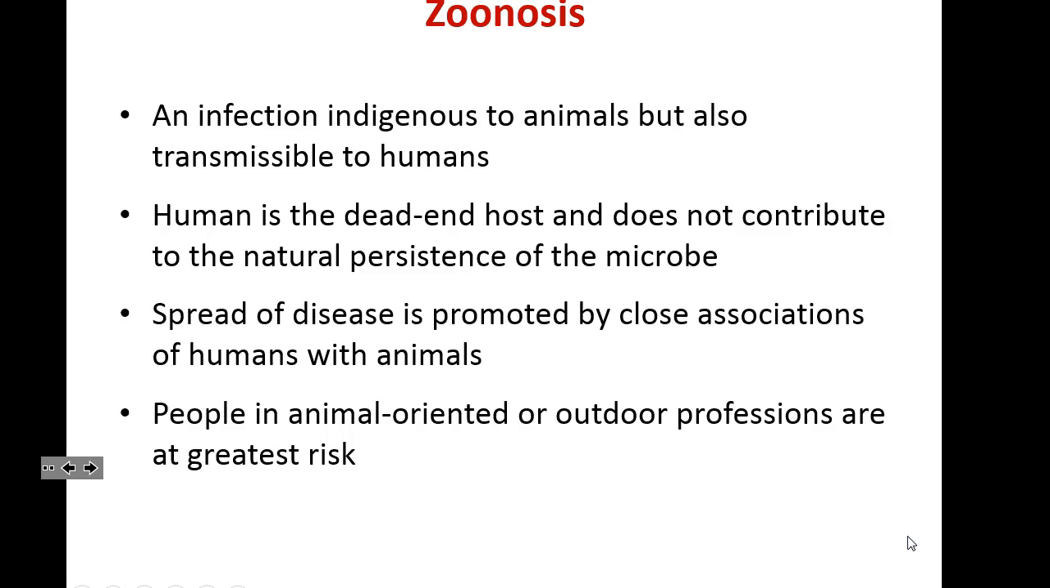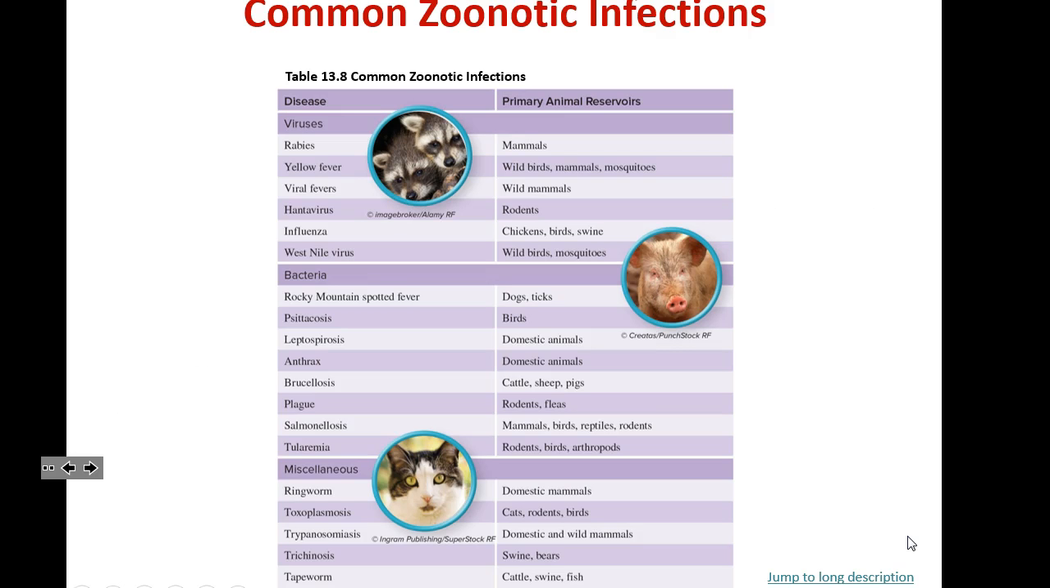People in animal-oriented or outdoor professions are at greater risk. Question? All right, here are some common zoonotic infections. Viruses include rabies, yellow fever, viral fevers, hantavirus. Hanta comes from what? Rats, rodents. Influenza, West Nile virus. West Nile virus comes from wild birds and mosquitoes.